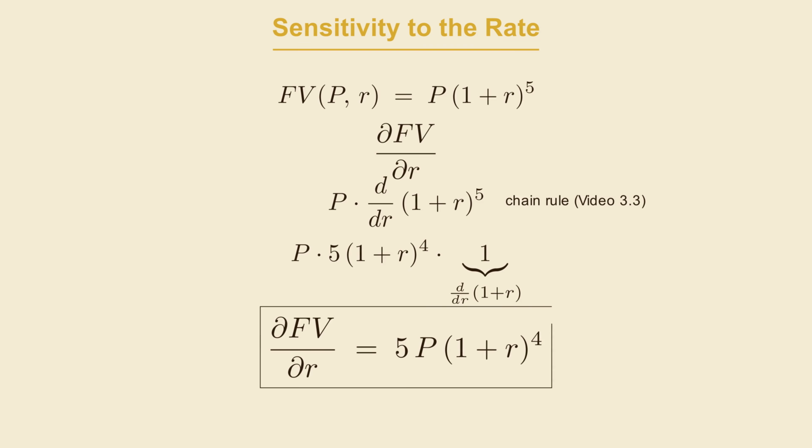So the partial of the future value with respect to R is P times 5 times (1 plus R) to the fourth. So what exactly does this mean? It is the dollar response to a unit change in the rate at this principal. The bigger the principal, the bigger the response, which makes sense. A higher rate is going to compound harder when you start with a larger pile.